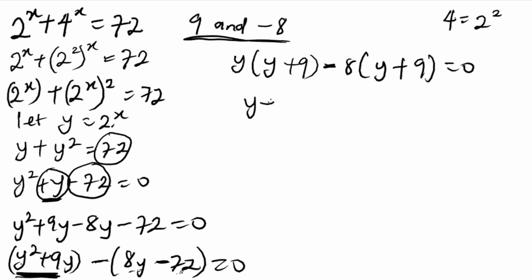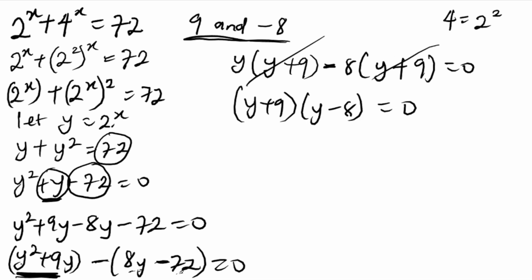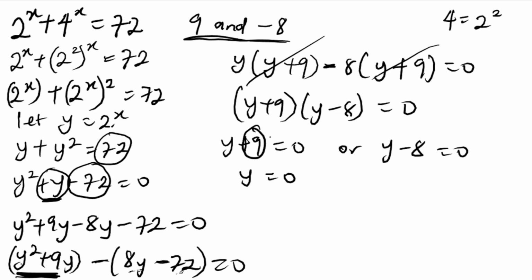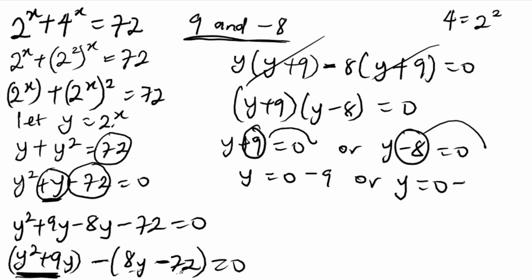So now we have this to be y plus 9. If you cancel this and this, then you are left with y minus 8 equal to 0. So it means you have y plus 9 equal to 0, or y minus 8 equal to 0. When this positive 9 goes to the other side, it gives us negative 9, or when minus 8 goes to the other side, it gives us positive 8. So we have y being equal to minus 9 or 8.